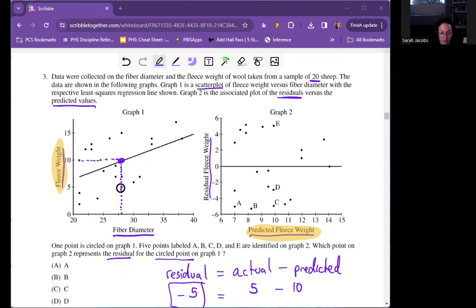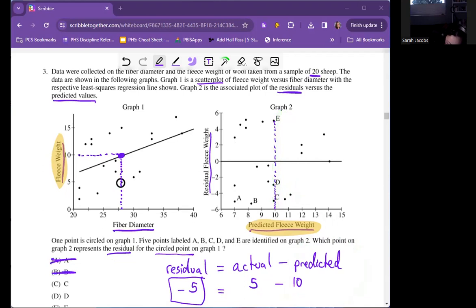Now, we can translate this information to this graph. So notice that the x-axis says predicted fleece weight. Our predicted fleece weight here was 10. So we want to find where the predicted fleece weight is about 10. So right away, we're down to C, D, and E. There's a lot of reasons why you might have thrown out E already, but these 3 have that predicted fleece weight around 10. So I'm going to cross out A and B.